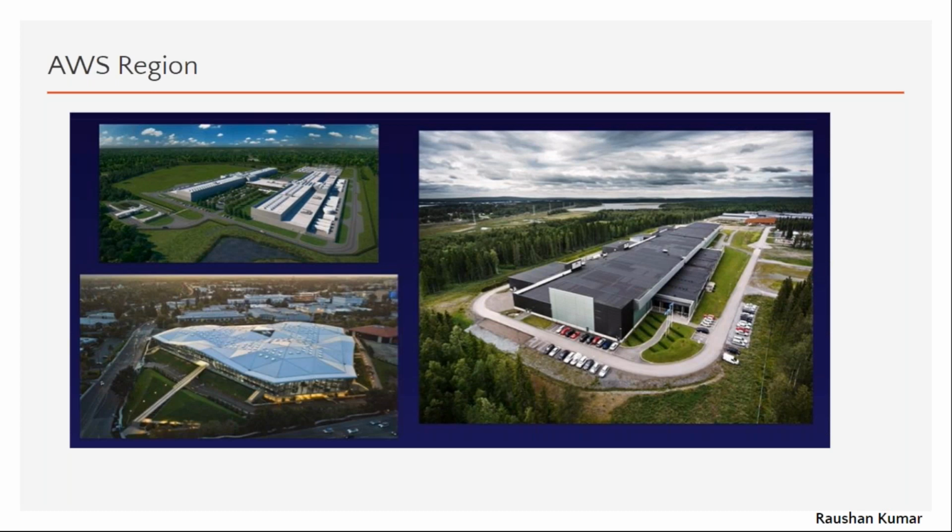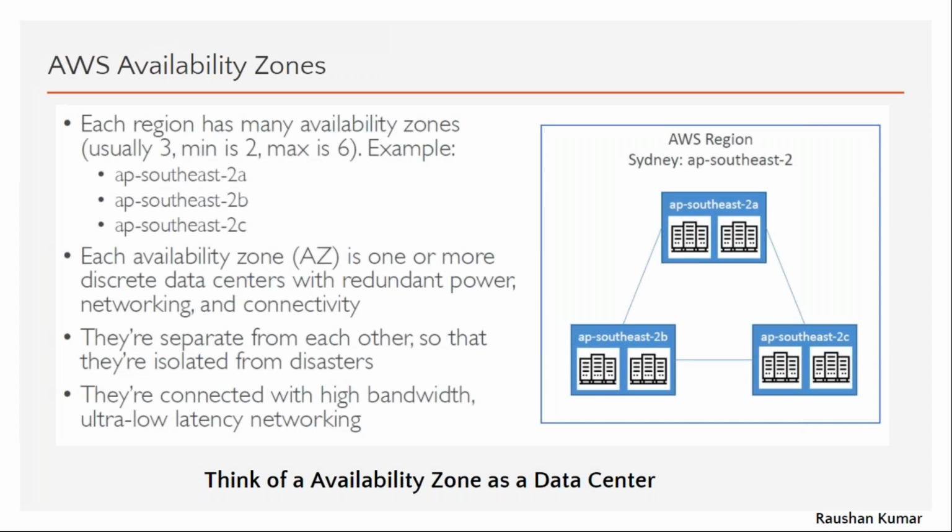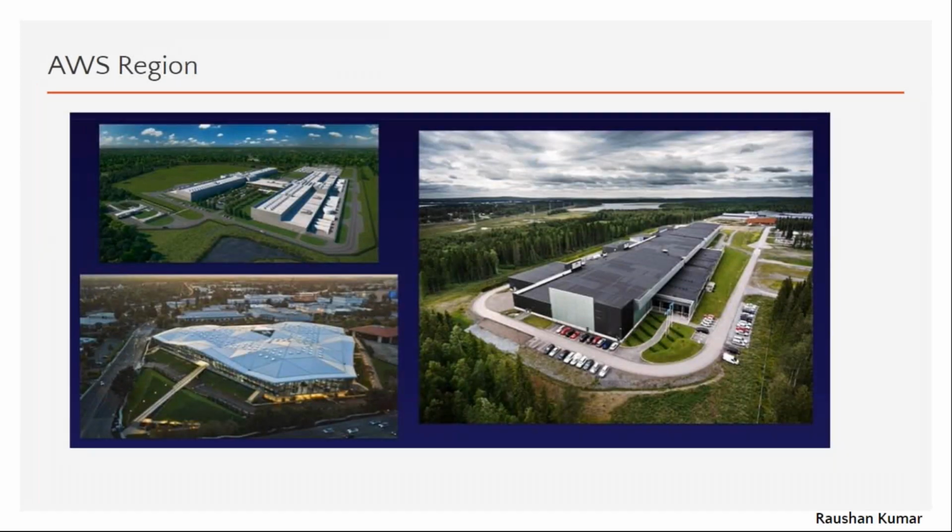I want you to imagine three data centers. When I say a region, yes, I want you to imagine a country, that's for sure, one country. But I also want you to imagine a set of data centers, not one, but more than one, minimum two, max of six. Most AWS regions have three data centers. And data centers are called AZs, availability zones. That is in my next slide.